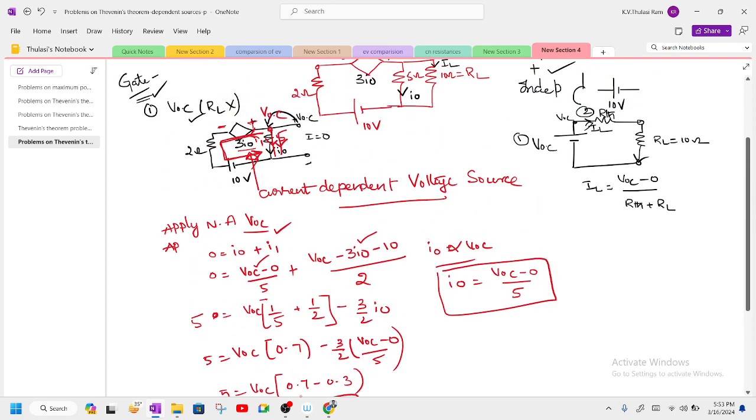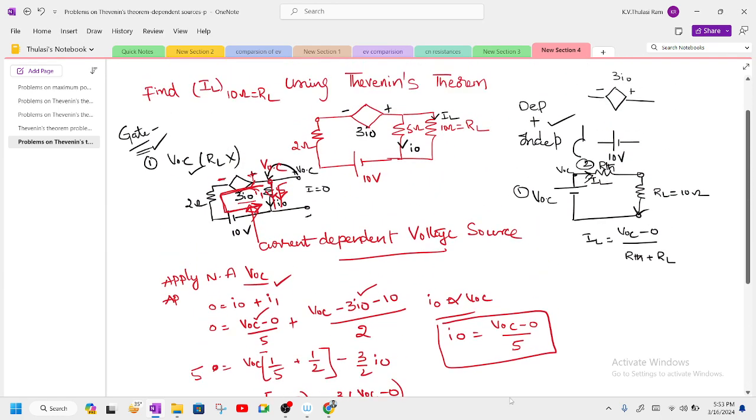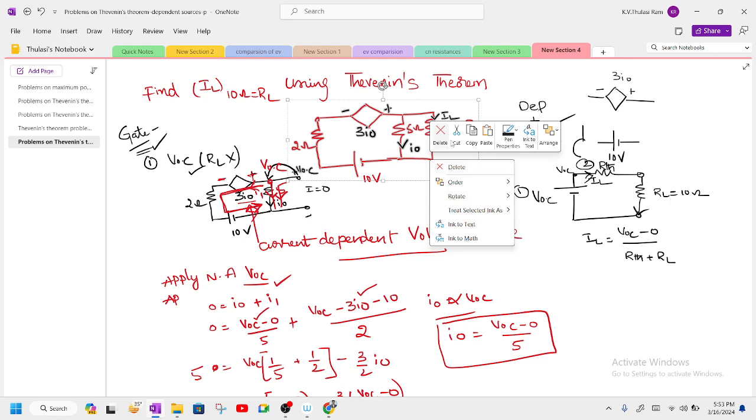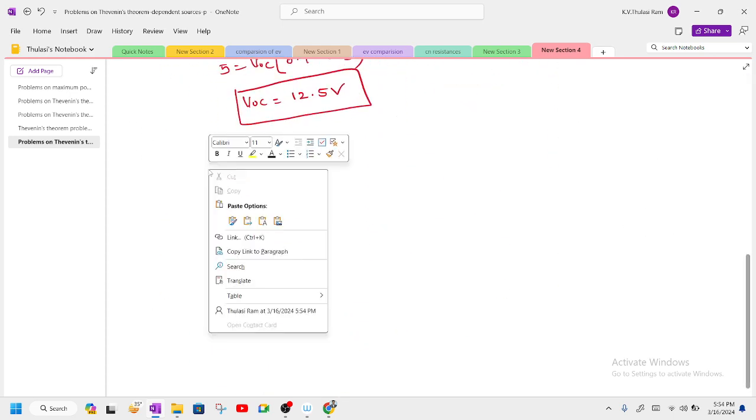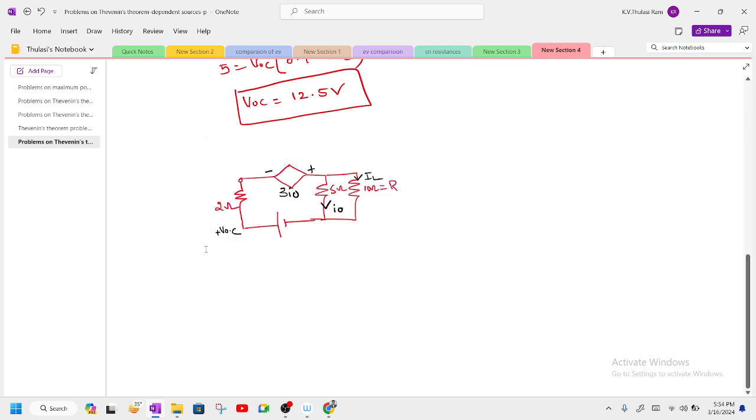Now coming to the second part, we need to find out the Norton's equivalent. Okay, so how to find out the Norton's equivalent? So second step, this is the network given to us. We need to find out the Norton's equivalent. So first remove the load resistor. When you remove this load resistor, you are going to get the network like this.